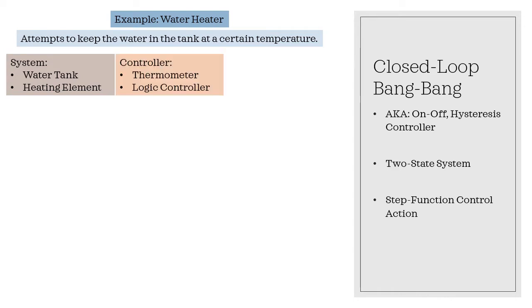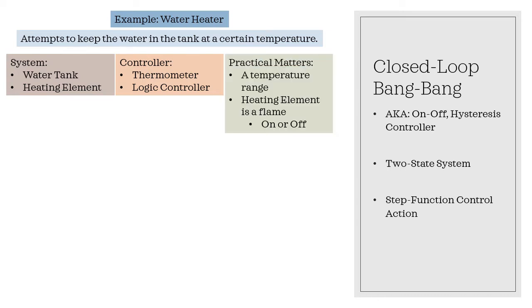Our controller system is going to consist of a thermometer to measure the temperature of the water, and a logic controller to determine if the temperature is right or not, as well as to turn the fire on or off. Ideally, we'd like to keep the water at the exact temperature we set it to, but practically this is impossible, so we're going to have to accept a range of temperatures that we would like to have our water at.